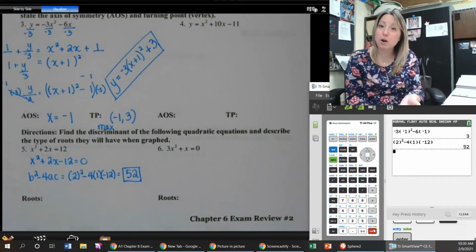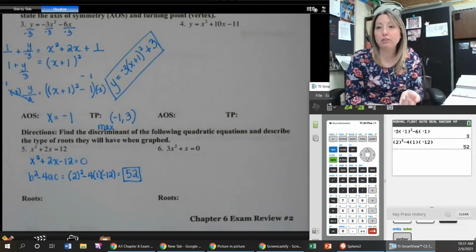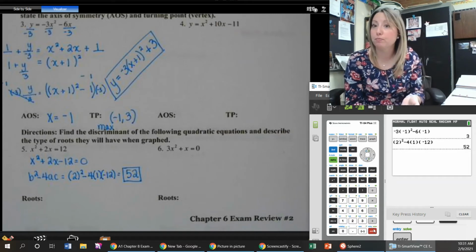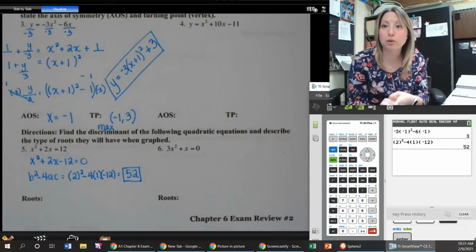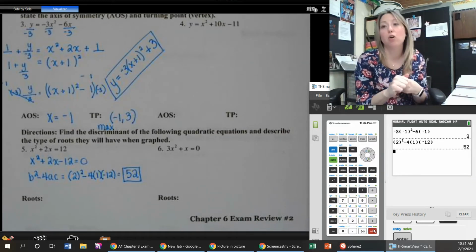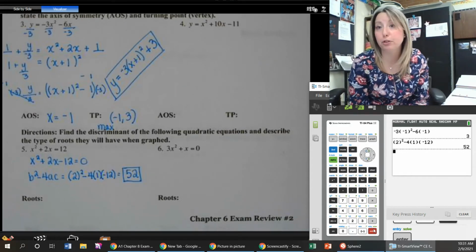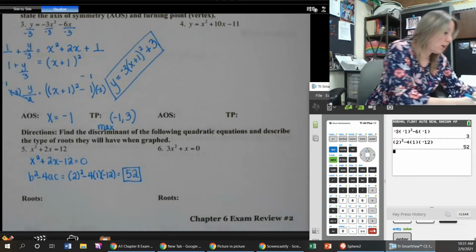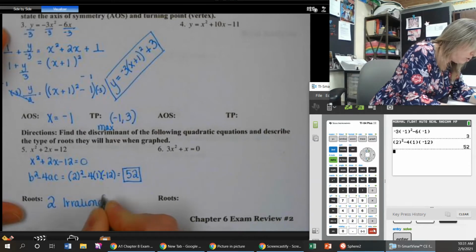So it's a positive number for my discriminant, which means it's not 2 imaginary roots and it's not 1 real root. Okay? Now I'm between 2 rational or 2 irrational. 2 rational roots is if my number is positive but also a perfect square. And in this case, 52 is not a perfect square. So my number of roots is 2, and my type is irrational. So 2 irrational roots.